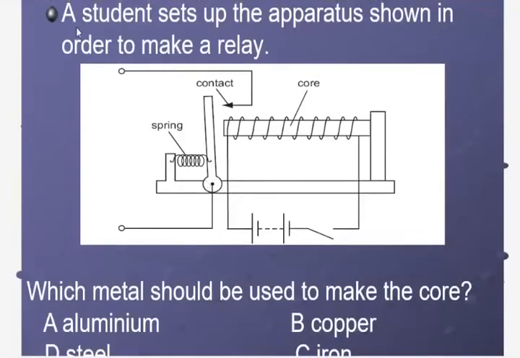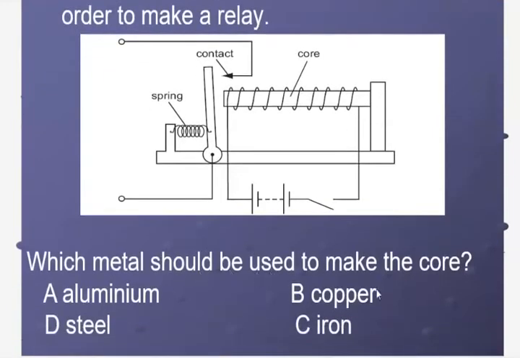Again, a student sets up the apparatus shown in order to make a relay. You see here. Now, which metal would you use to make the core? So, the core must be of which metal? Today, I will not tell you, but you must keep thinking and then try to answer.